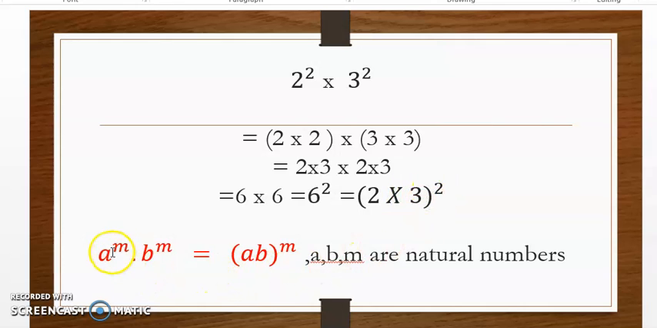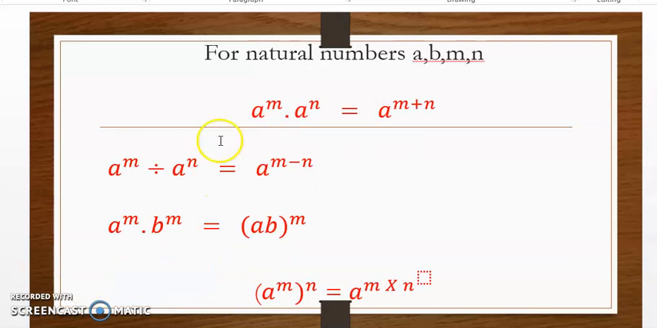So if I have two exponent power numbers such that they have the same powers but different bases, then upon multiplying them, I simply have to multiply the bases together and write the common power. See, here I have different bases. I have 2 and 3, but I have the same power. So what I have to do, I just have to multiply the bases 2 into 3 and write the common power. The power here is 2. So a power m into b power m is ab power m.